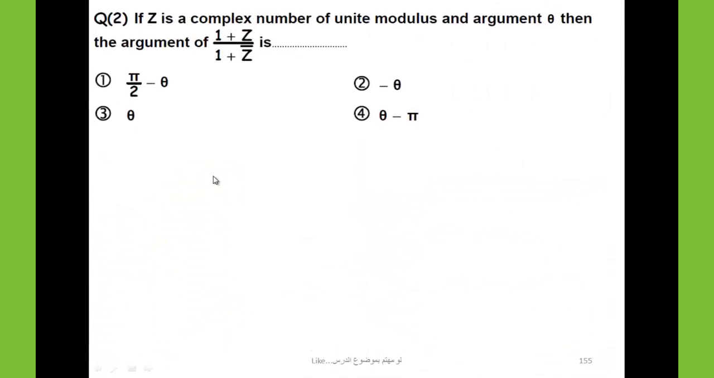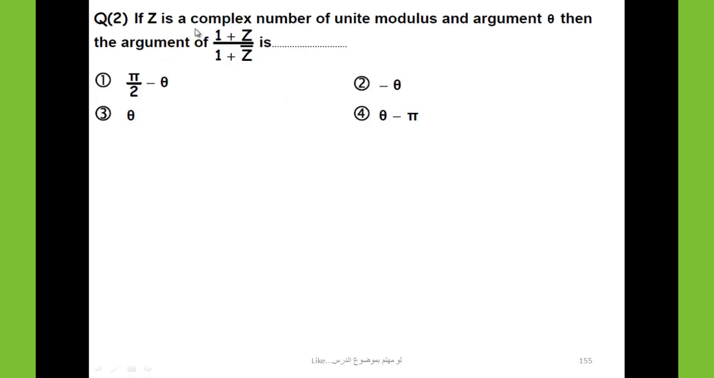Question number 2. If Z is a complex number of unit modulus, the length of its modulus equals unity, equal 1, and its argument equals theta, then the argument of 1 plus Z over 1 plus Z bar, where Z bar is the conjugate of Z, is one of these choices.